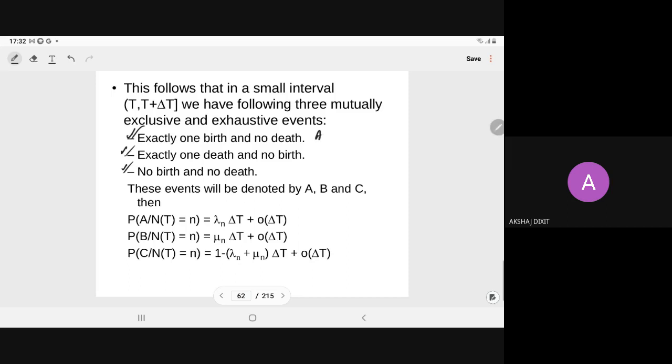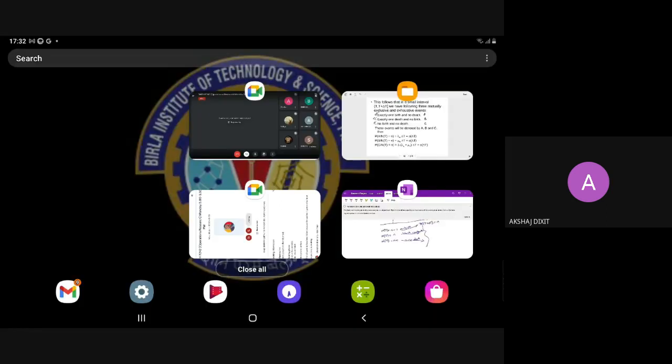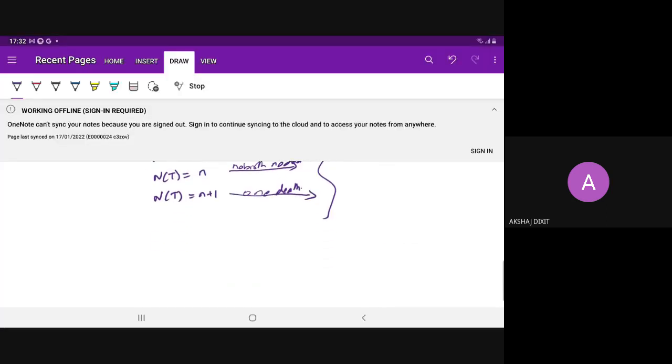If we denote these events as event A, event B, and event C, so if you want the probability of exactly one birth, given that there are n customers.